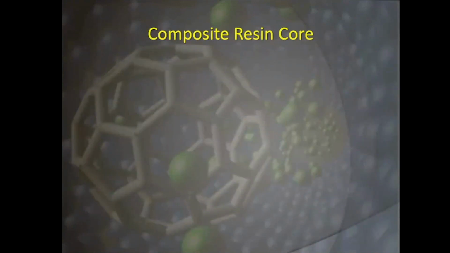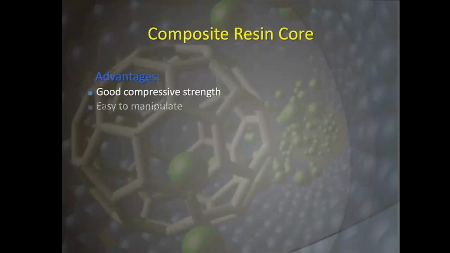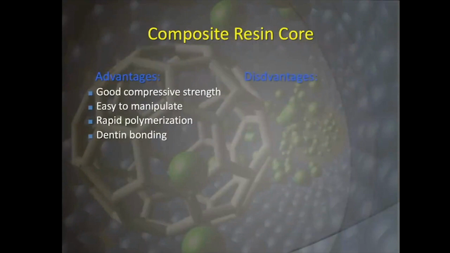Now that we've discussed the ferrule and the importance of the ferrule design as well as cuspal coverage, let's talk about the composite resin core. Some advantages of the composite resin core versus using other materials as your core buildup: composite has good compressive strength. It's easy to manipulate. You get rapid polymerization so that you're able to prep the tooth almost within minutes of having cured your core material. It provides for nice dentin bonding.